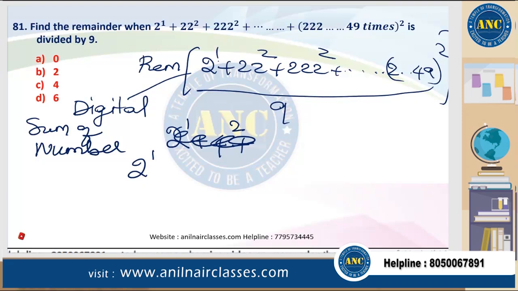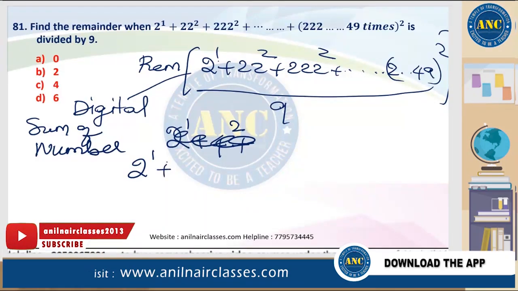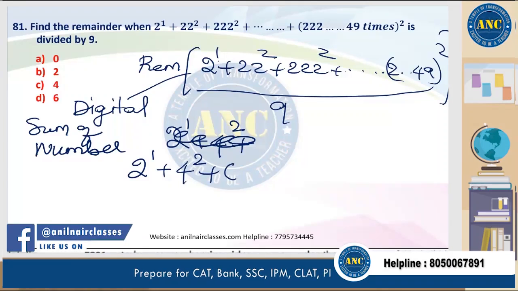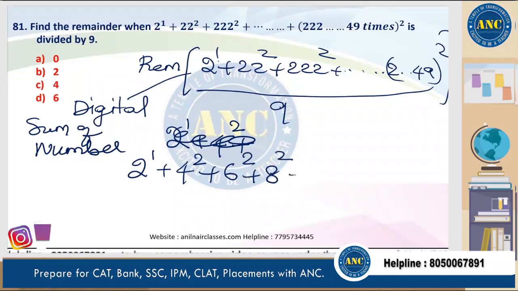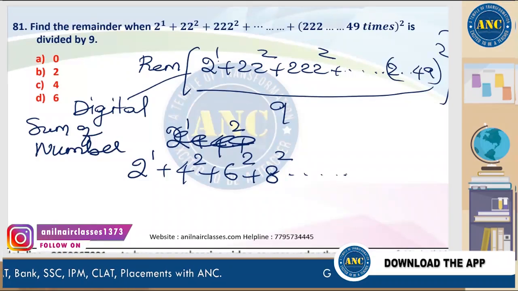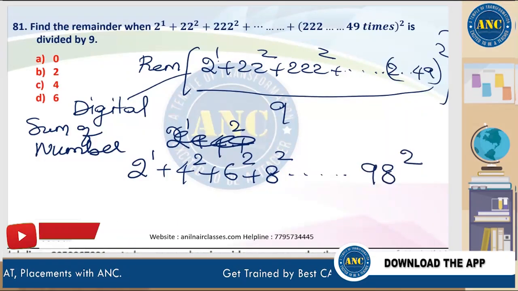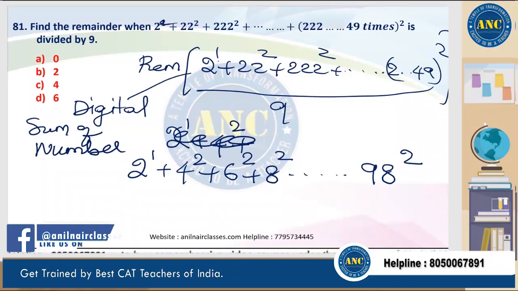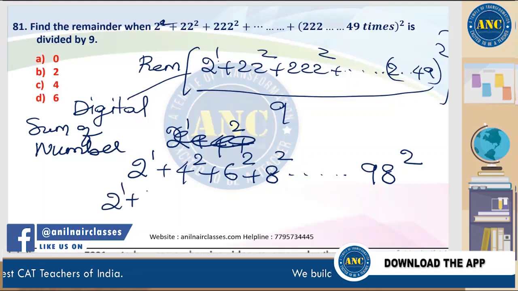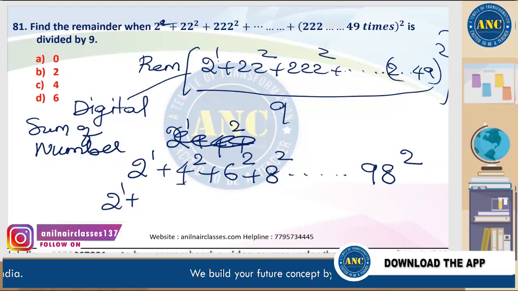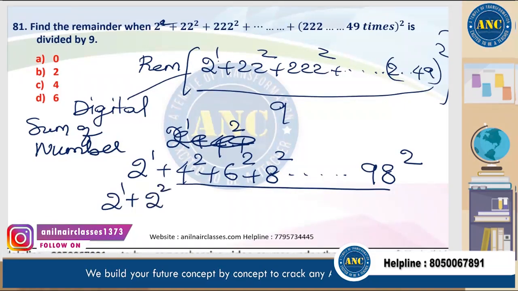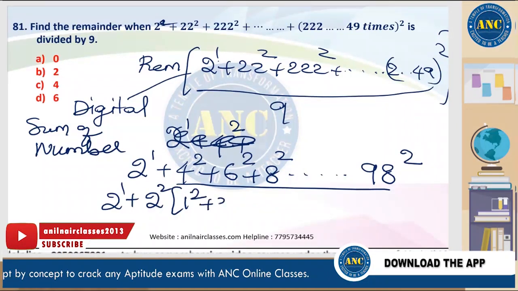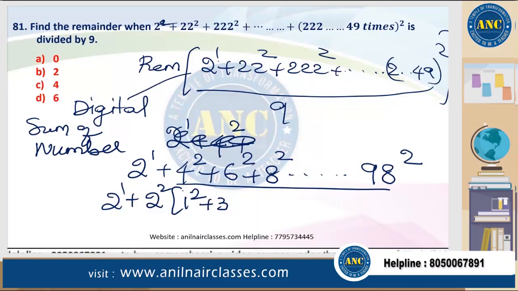2 power 1. 2 plus 2 is 4 square. Next is 2 plus 2 plus 2 is 6 square. Next is 8 square. And so on up to 2 added 49 times is 98 square. It has to be 2 square, I think. Okay, 2 power 1. So 2 power 1 plus if I take 4 square, 6 square and so on up to 98 square. If I take 2 square common, 1 square plus, okay, I'll write down here neatly.